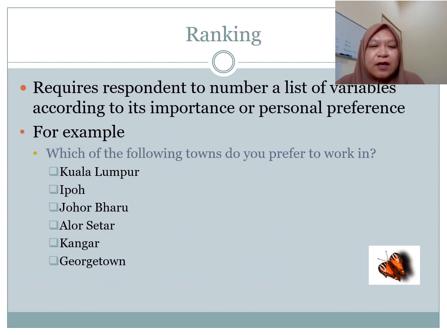You can also use ranking, if it's suitable for your questionnaire, maybe not all the questions. Maybe one or two questions, you can use the ranking. It requires the respondent to number a list of variables according to importance or personal preference. Which of the following towns do you prefer to work in? So the respondent will put the rank in the box. However, you have to give specific instructions that you need the respondent to rank.